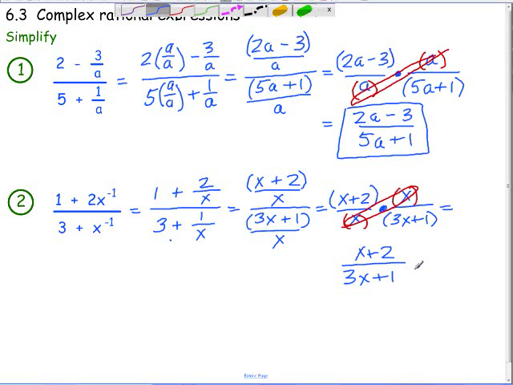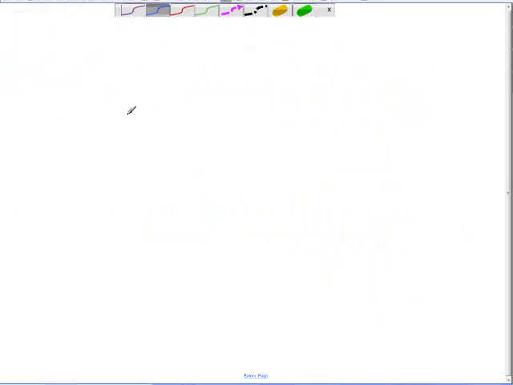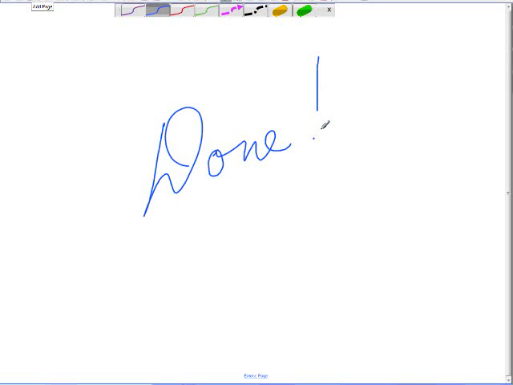Again, at this point we look to see if there's anything we could factor out that would be common to both these terms and both these terms, and there is no such number. Complex fractions.